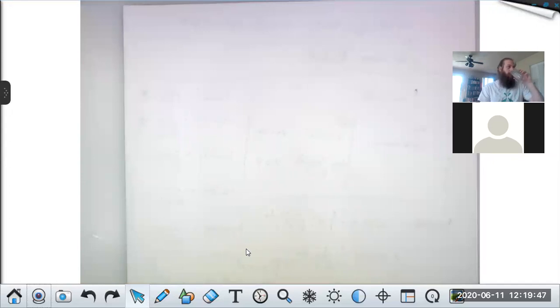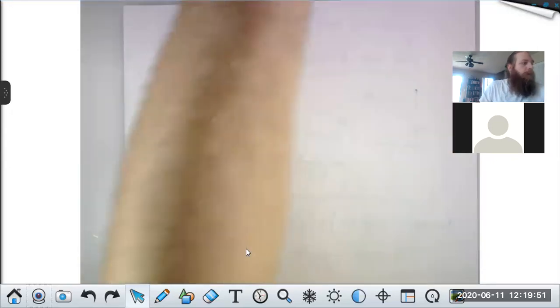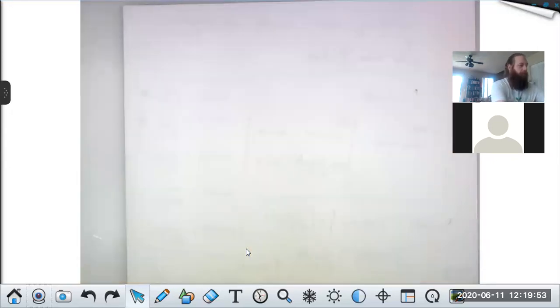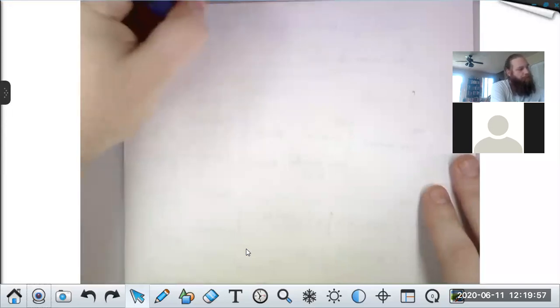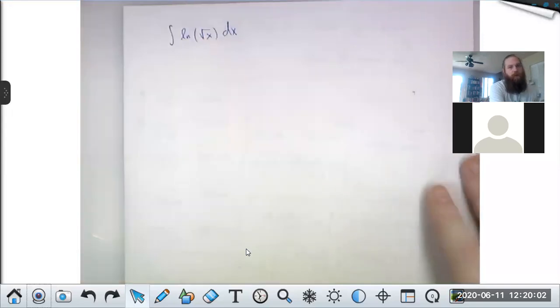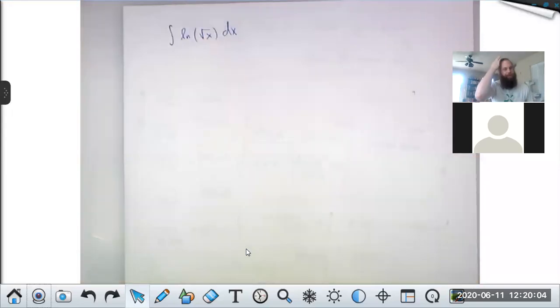Okay. So here's one I get stuck on. It's the integral of natural log of the square root of x dx. Ah, cool. And it's an indefinite integral like that? Yep. Okay. So what are you thinking?